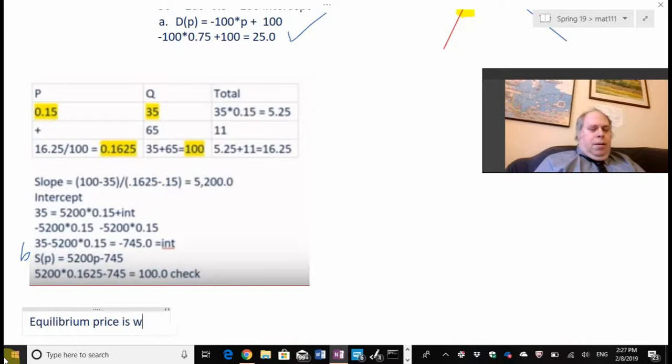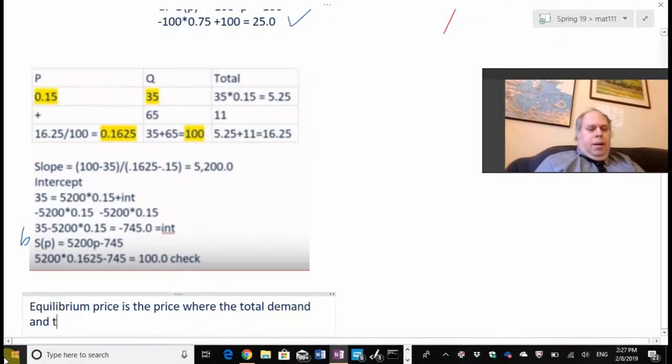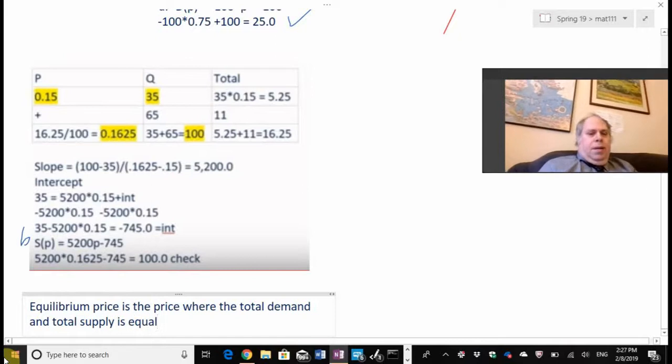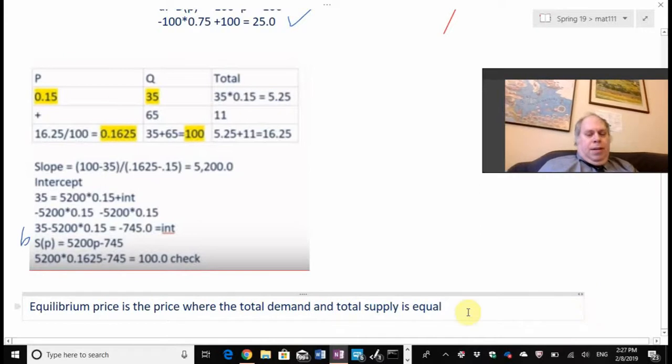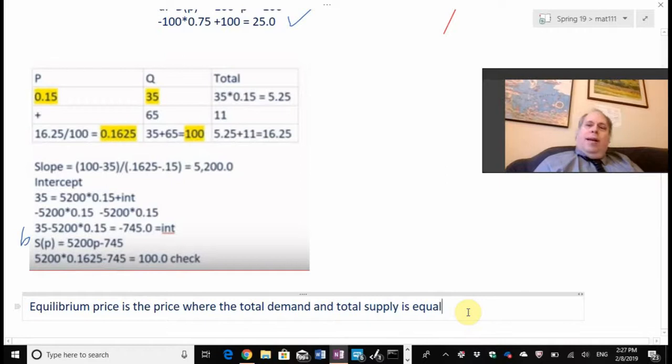Is the price where the total demand and total supply is equal. So this is the price that in a purely capitalist system you should end up with. Now, systems aren't always purely capitalist, right?